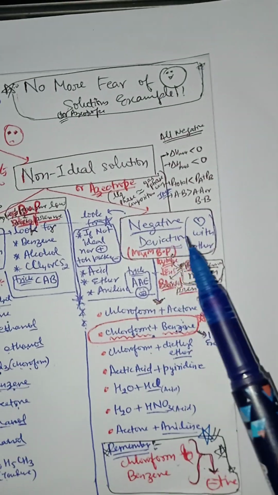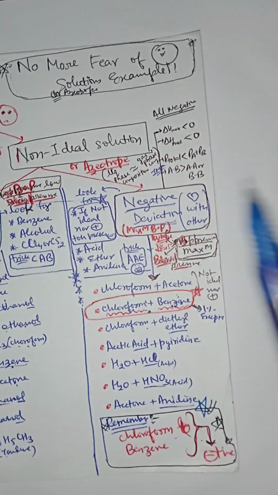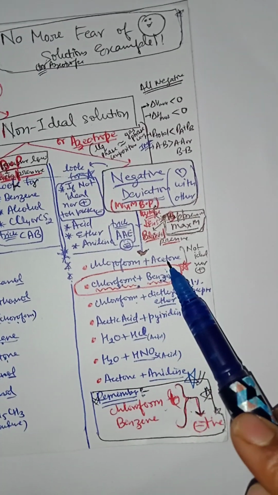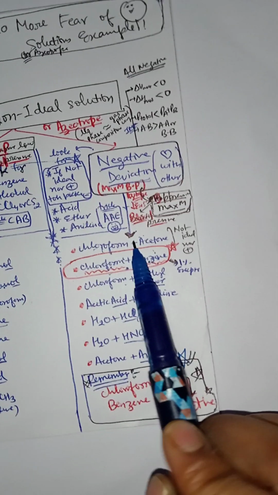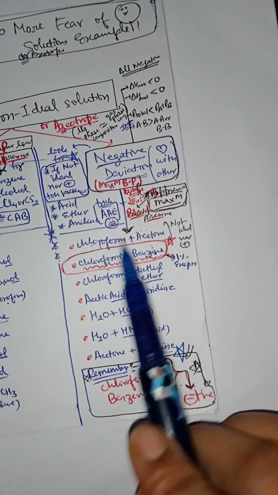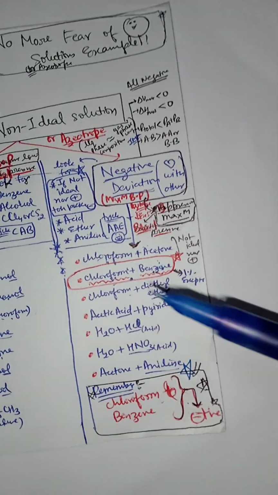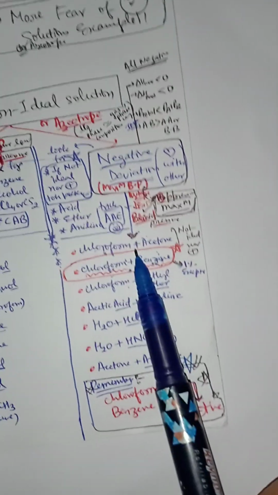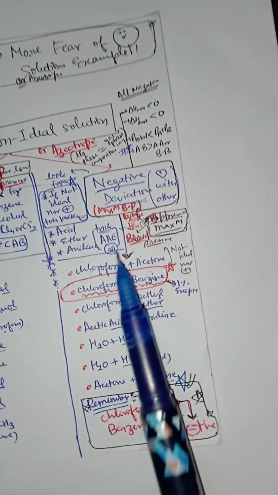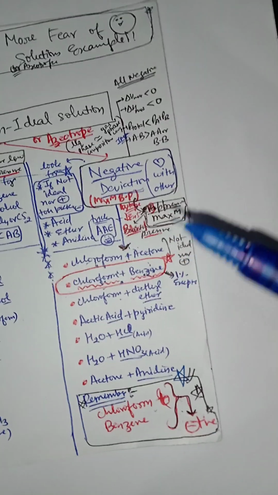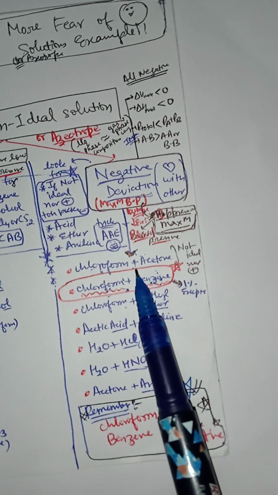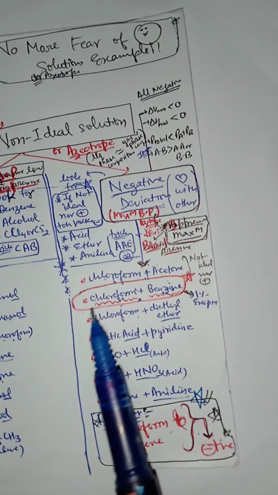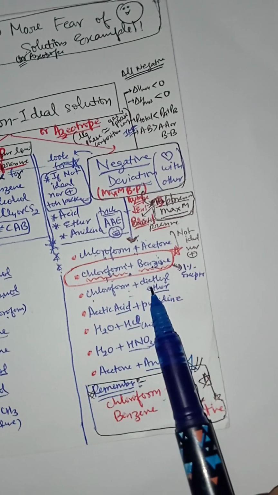Okay, so here you can see the examples of negative deviation non-ideal solution: chloroform plus acetone, chloroform plus benzene. See, chloroform acetone, here there is no ether, no acid, no aniline. I agree with you, but is there any similarity here? No. Is there benzene, CCl4, CS2 or alcohol? No. So the rest will come into the negative deviation non-ideal solution, and it is the rest one. Don't forget this. Okay. Now chloroform plus diethyl ether.